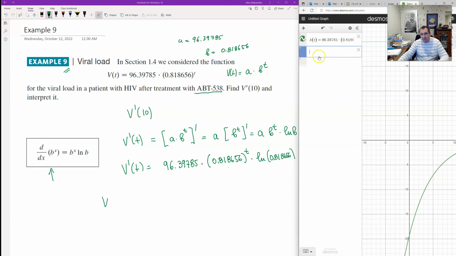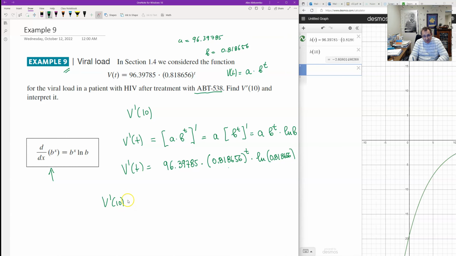Very good. So Desmos made a graph of our function, but we probably don't need to see that graph. We just need to evaluate the value at 10. So here we come. V prime at 10 comes about negative 2.60801. Okay, how many digits do I have here? 1, 2, 3, 4, 5, 6. So let's get one more digit, rounded up, that will be 5. And that is the derivative of the viral load at t equals, I'm assuming, 10 hours.